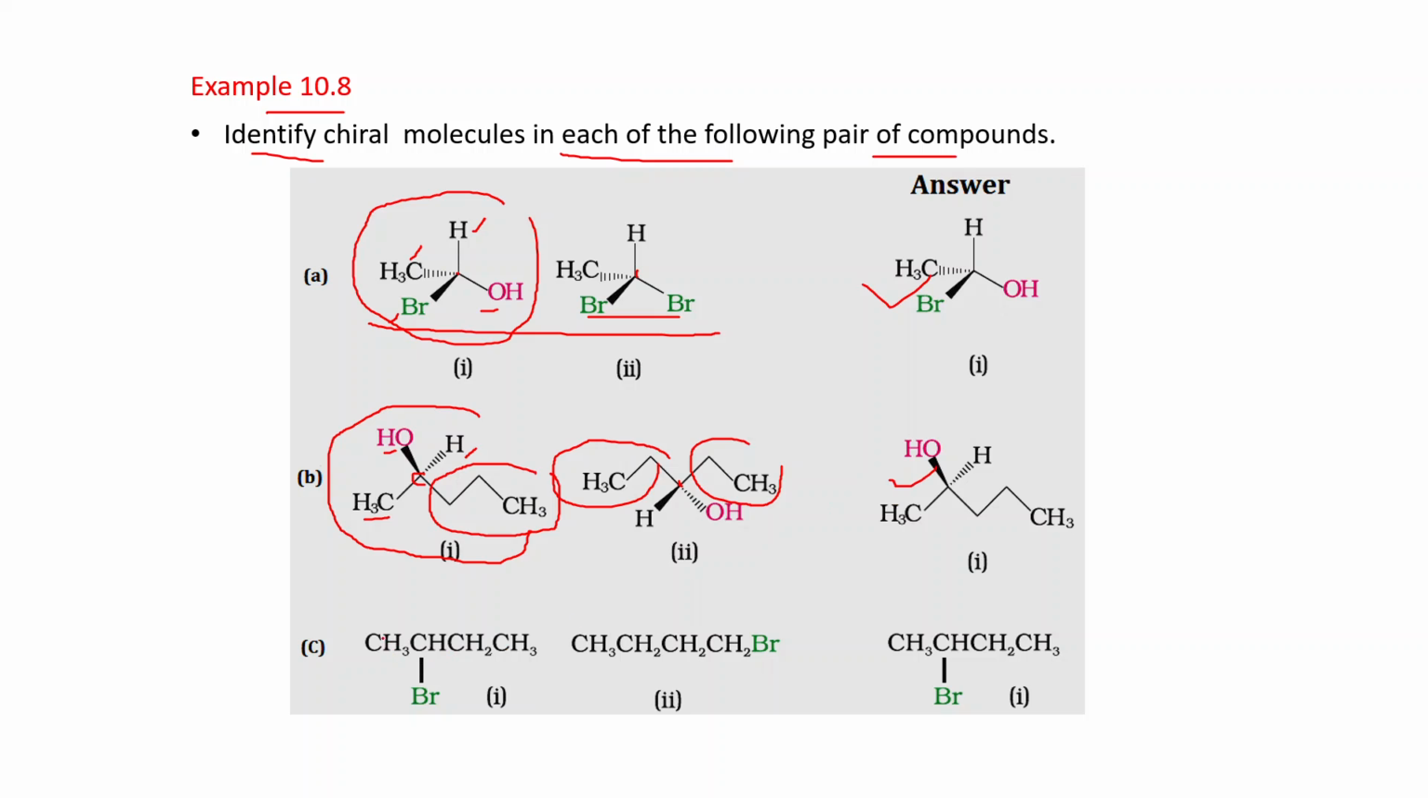Okay. Now between these two, you can say this carbon is attached with CH3, this hydrogen, and this one group. All four are different. While in this case, this carbon is attached with this one group and these two hydrogens, which are the same. That's why your answer is this one. I think you are able to identify the chiral molecules in the given substances or given pairs.